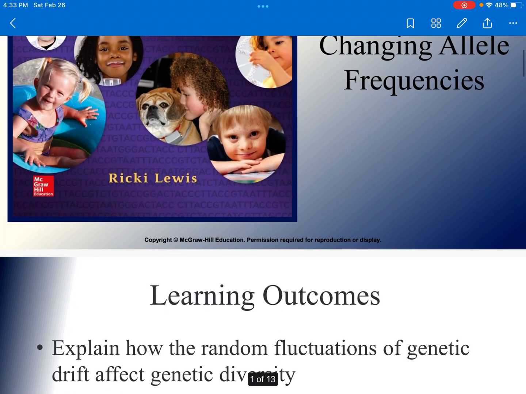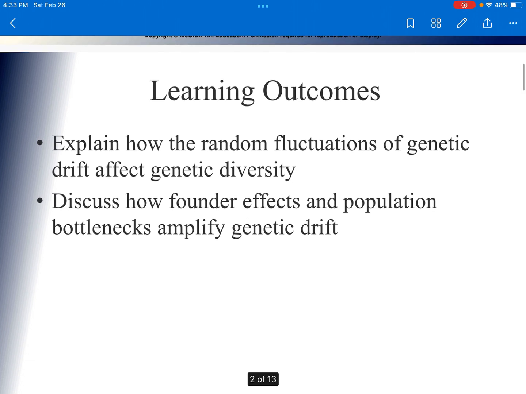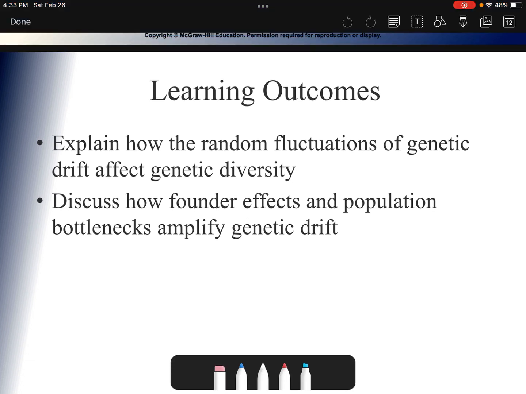Right, our second part on changing allele frequencies. The two things we're going to focus on here, actually it's one category, genetic drift, but there's two major types of genetic drift that we'll talk about: the founder effect and population bottlenecks.